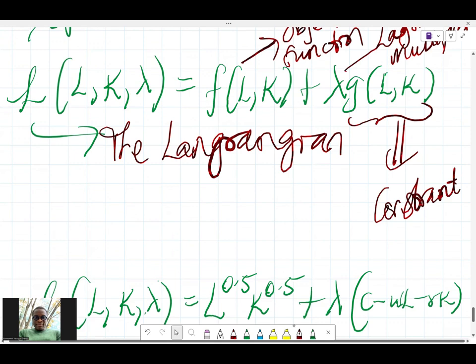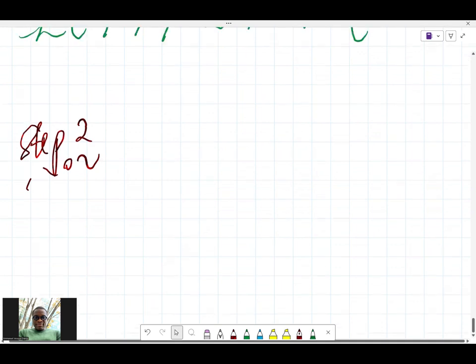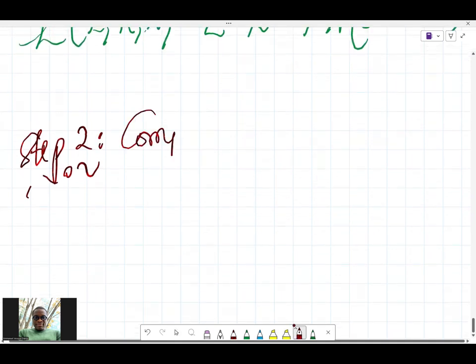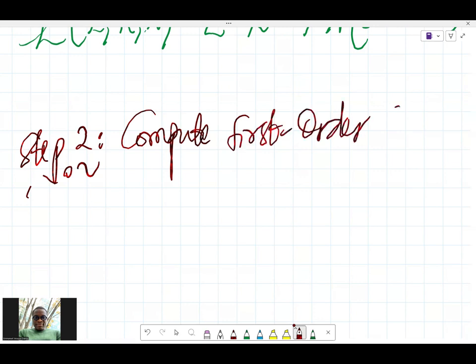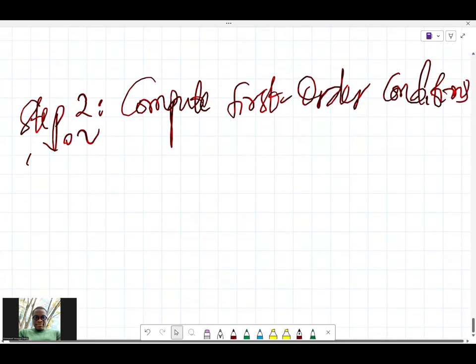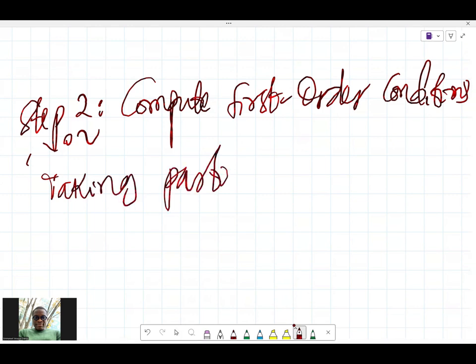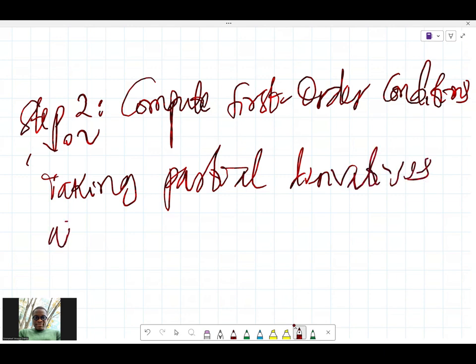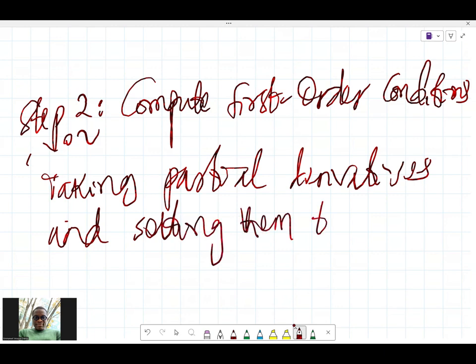I think I saw something here. This should be Lagrangian, not Lagrangian. It's Lagrangian. Okay. So step 2 is to compute first order conditions. So what that means is we take partial derivatives and set them to 0. Okay, that's what we have to do here.